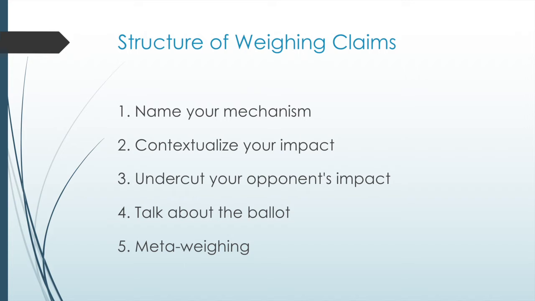So there's 5 steps here. The 5th one is a little bit unique, but we'll talk about that in detail later on. But the steps are to name a mechanism, contextualize your impact, undercut your opponent's impact, talk about the ballot, and then do meta weighing. So we're going to talk about all of these things in greater detail and give you some advice on how to do these things effectively.